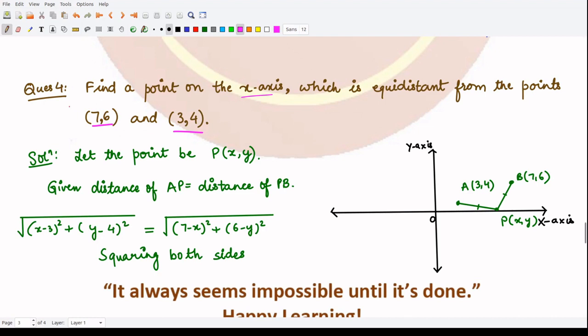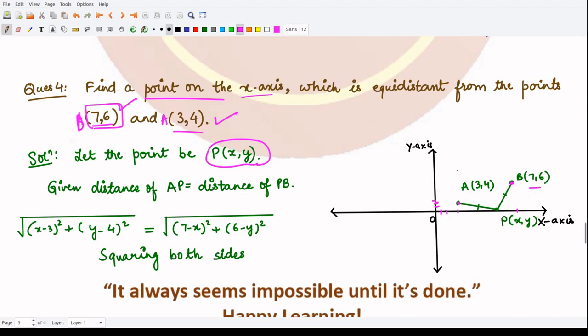First of all, let's mark this point. Let's name the point which we have to find as P of x comma y. Let's name the other 2 points, 7,6 as B and 3,4 as A. Let's mark B and A first on the coordinate axis. For that we draw the x-axis and y-axis. You can mark the point A by counting 3 units in the x direction and 4 units in the y direction. Similarly, for 7,6, you can count 7 and 6 and mark the point as B.